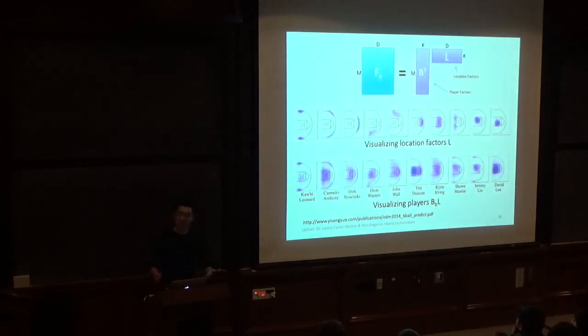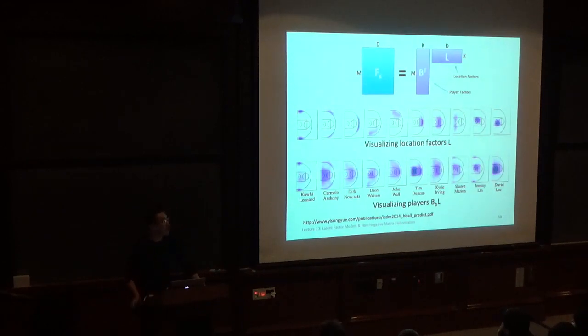And so we did what you might expect. We trained a latent factor model. And in this latent factor model, D is the number of locations on the court. So we discretized the court into little cells. And M is the number of players in the NBA, so 457 in 2013. And then we did this matrix factorization. This is non-negative. And we kept the rank at 10 in this example.